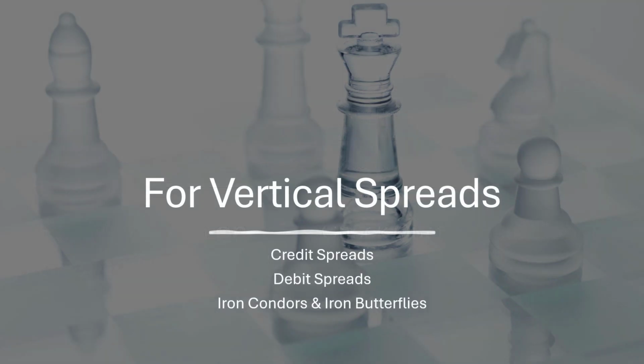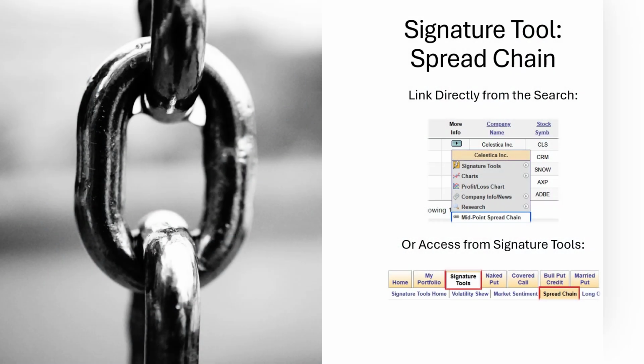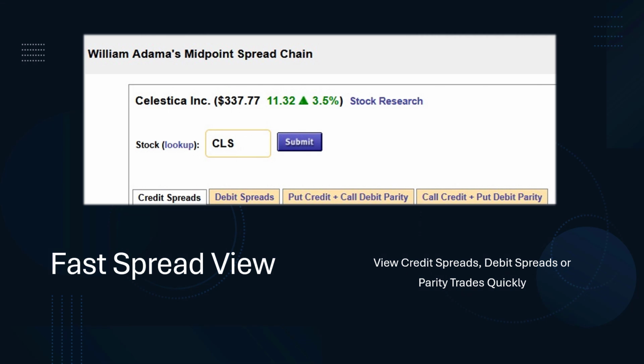Speaking of vertical spreads, credit spreads, debit spreads, iron condors and iron butterflies, a signature tool that we have available for you to use to compare different trades is the spread chain. When you're running a credit spread search, bull put credit, bear call credit, bull call debit, bear put debit, or even iron condor or iron butterfly, you can use the Edit More Information button to link to the midpoint spread chain. Or if you have a stock in mind directly, simply go to the Signature Tools tab and click on Spread Chain.